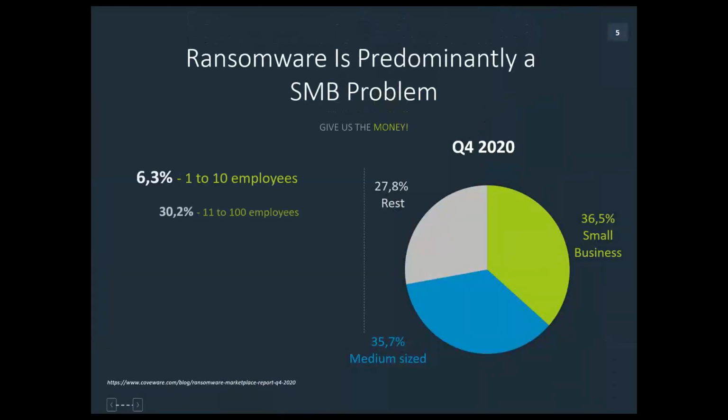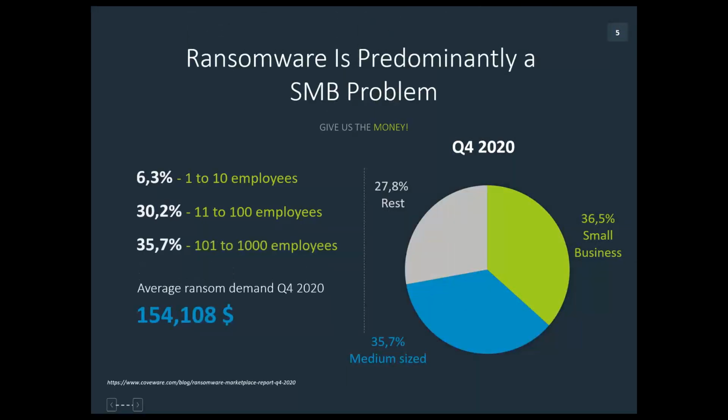According to the latest trends for Q4 2020, it seems ransomware is becoming predominantly a problem for small and medium-sized companies, as we can all see from the chart. 36.5% of all ransomware attacks in Q4 2020 were focused on small business companies, that would be companies that have up to 100 employees.